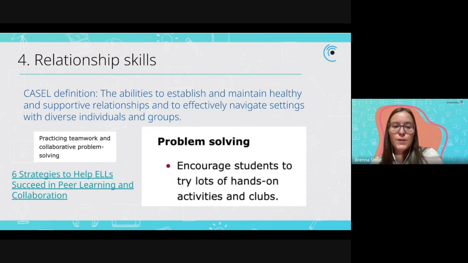Here, I'll put into the link notes on the webinar is 6 strategies to help them learn and have collaboration in their classroom. So if you're looking for more strategies, we have some outlined here.